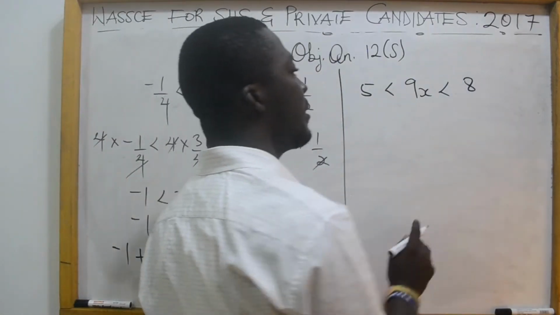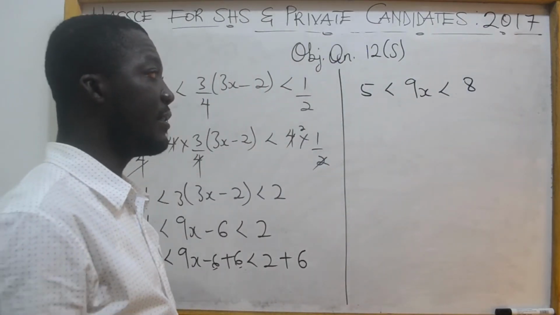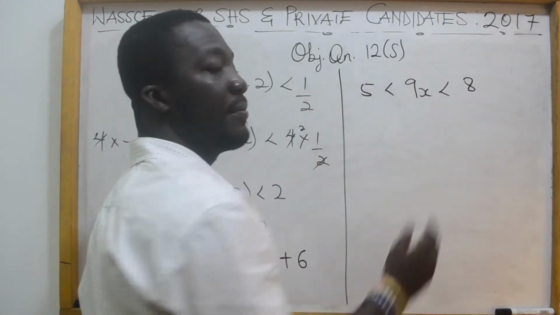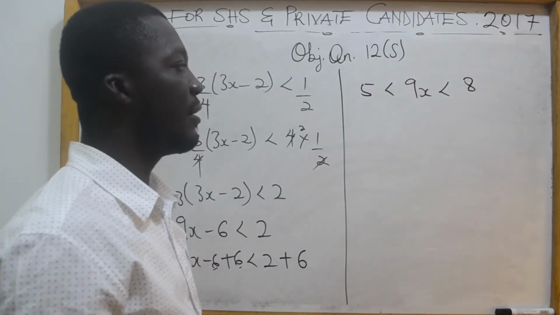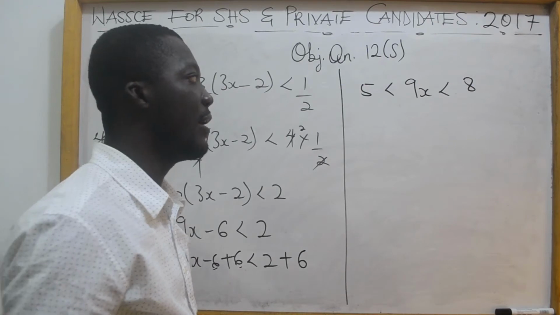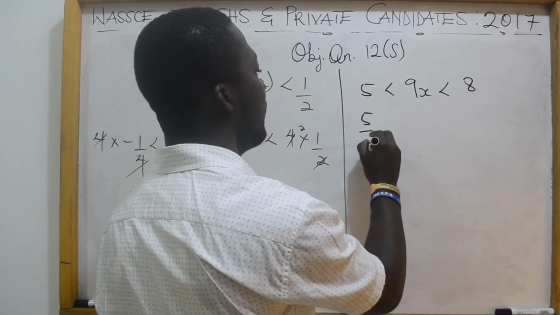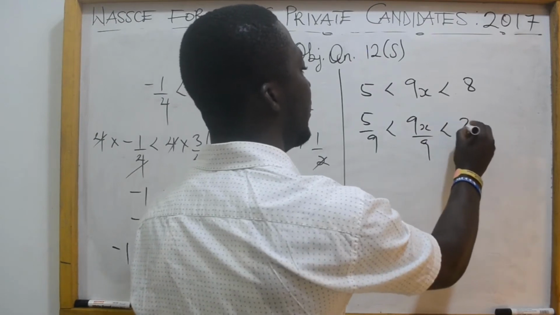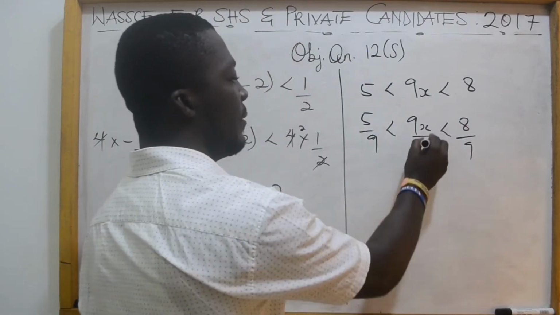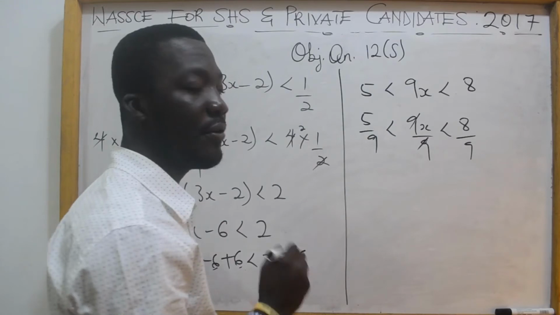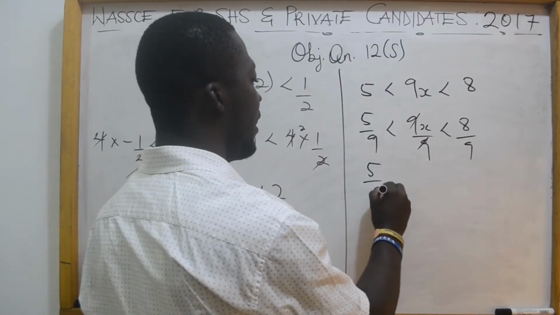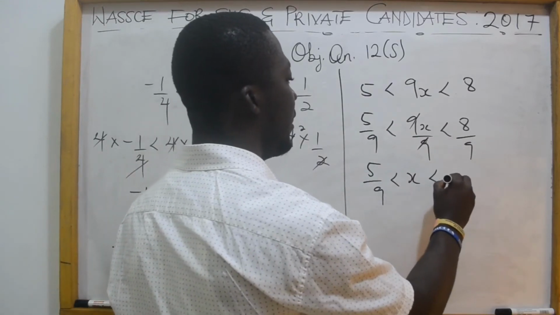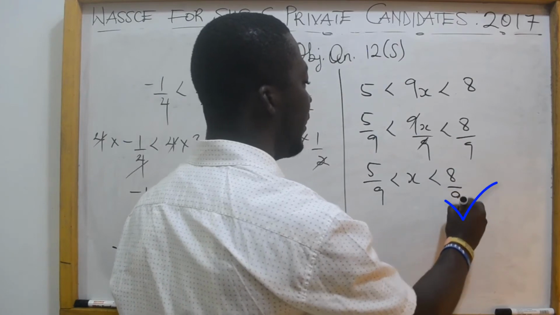So to make x the subject, we divide the sides by the coefficient of x, which is 9. So 5 over 9 less than 9x over 9 less than 8 over 9. This 9 will cancel 9, and you're going to get 5 over 9 less than x less than 8 over 9.